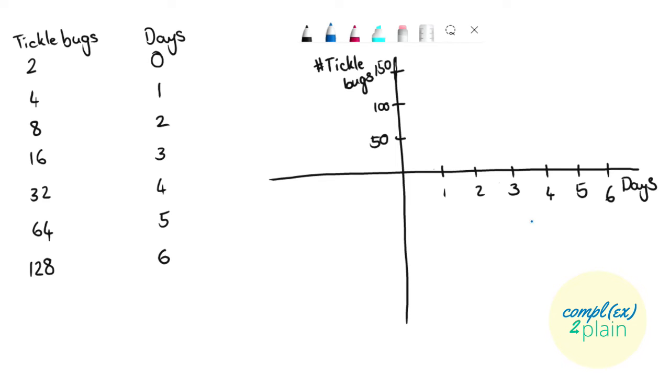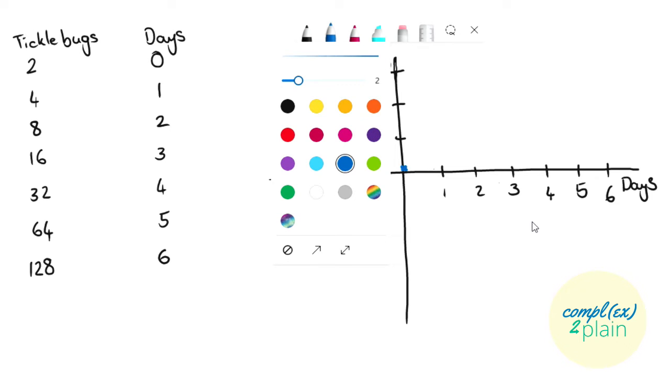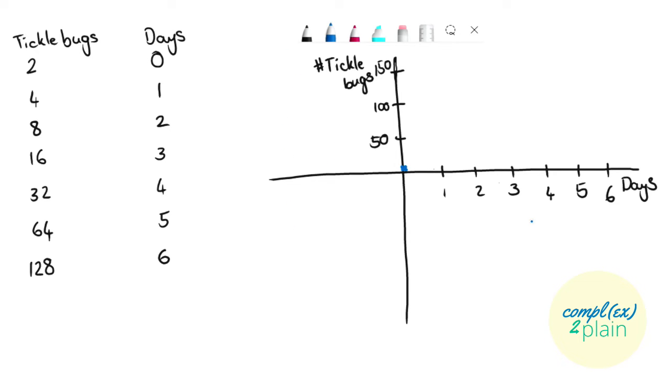So I've labeled my axes. Let's quickly plot this onto the graph. On day 0, we have 2 tickle bugs. I'm just going to guess where that's going to be, because my axes need to accommodate quite a lot of data here. Day 1, it's going to be 4. Day 2, it's going to be 8. Day 3 is going to be 16, still very little. Okay. Day 4 is going to be 32. Now it's starting to climb a little bit.